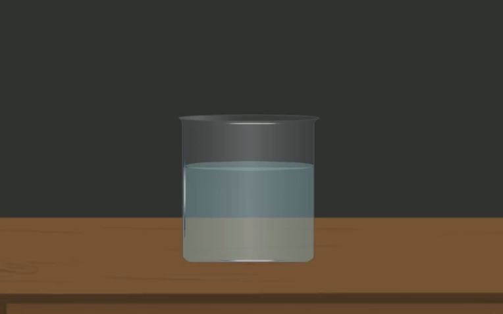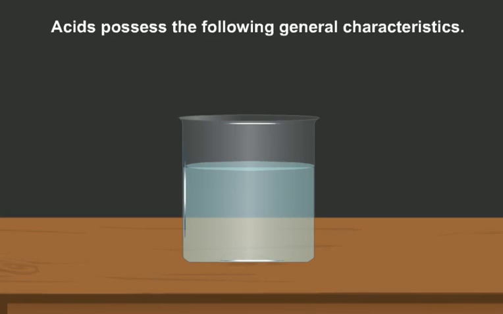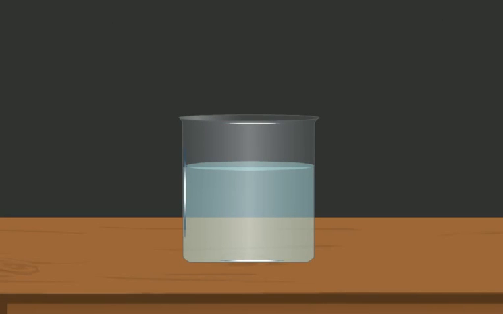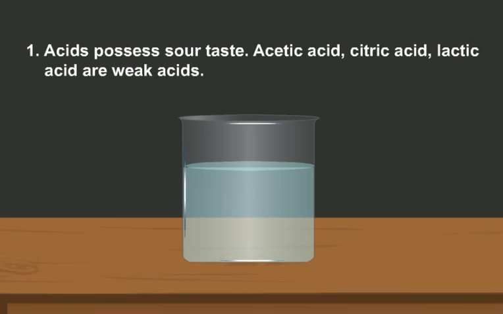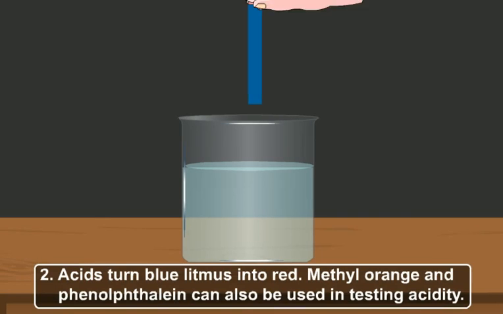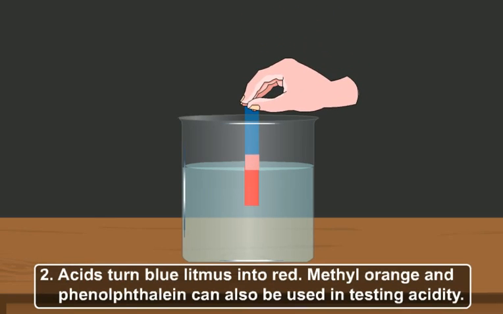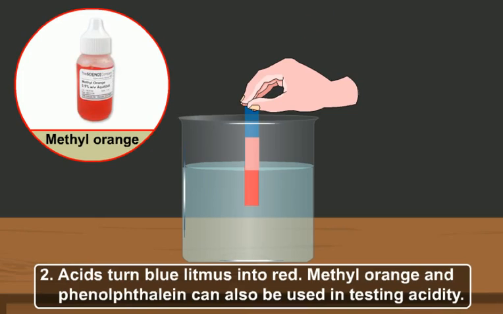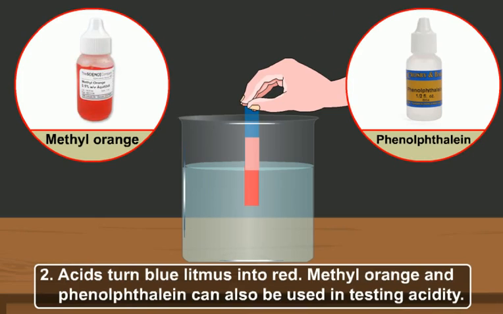Now, let us study about the characteristics of acid. Students, acids possess the following general characteristics. Acids possess sour taste. Acetic acid, citric acid, lactic acid are weak acids. Acids turn blue litmus into red. Methyl orange and phenolphthalein can also be used in testing acidity.